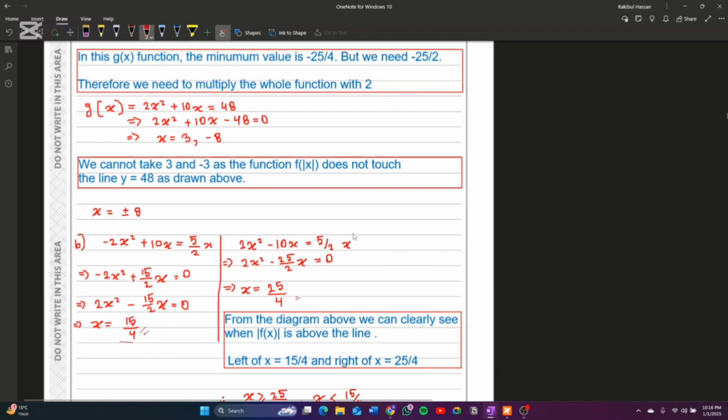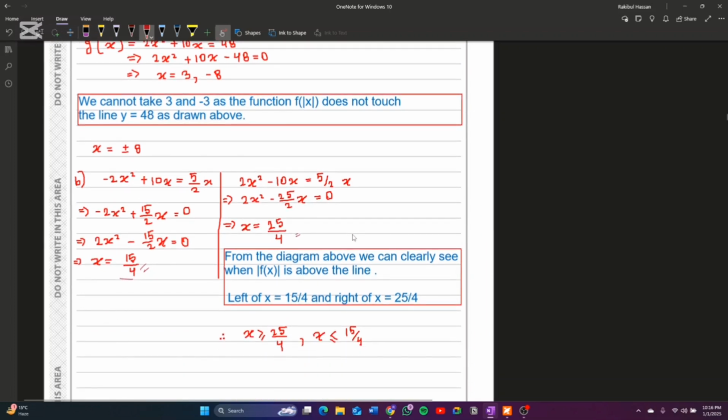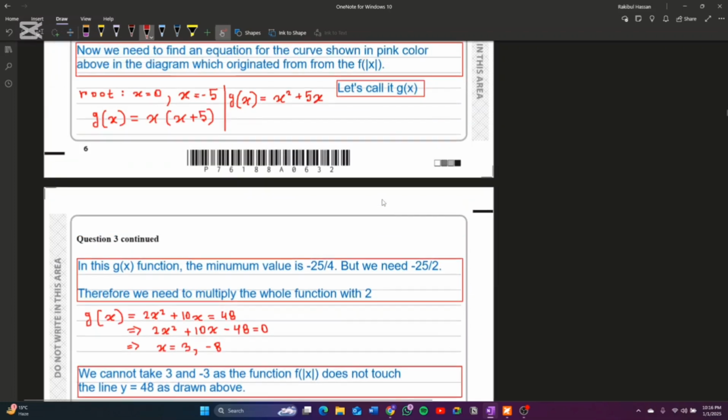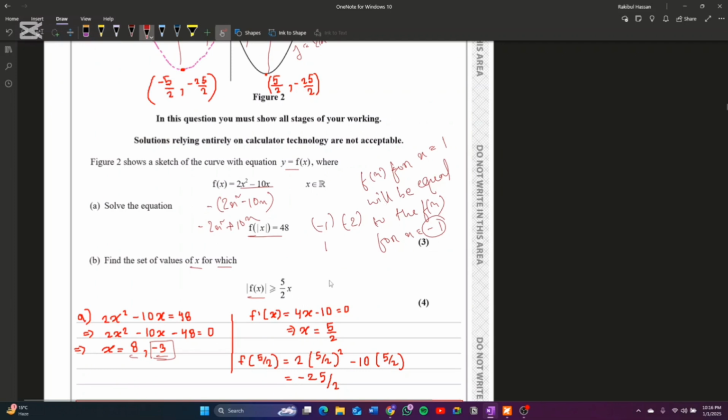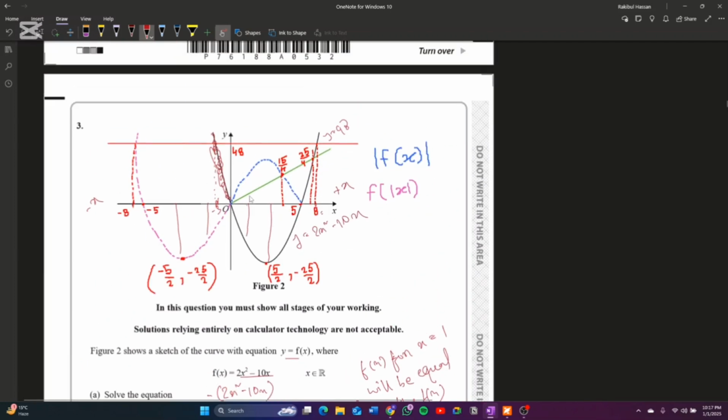Now we need to find out what the ranges are. Here in the question, it says that it will be greater than this line, 5 by 2x. Now this is a straight line, right? Because a straight line has equation y equal to mx plus c. Now this is mx, this is m, and this is x. Therefore, the line should look like this, going through the origin, this green line, where this is y equal to 5 over 2x.